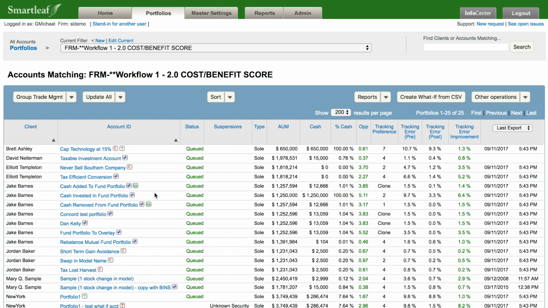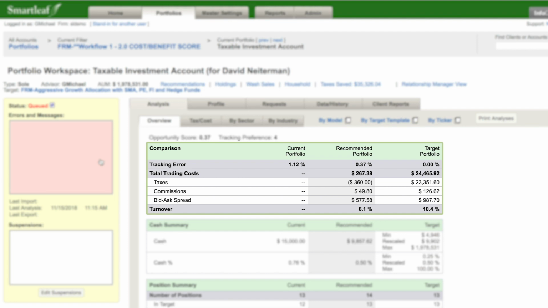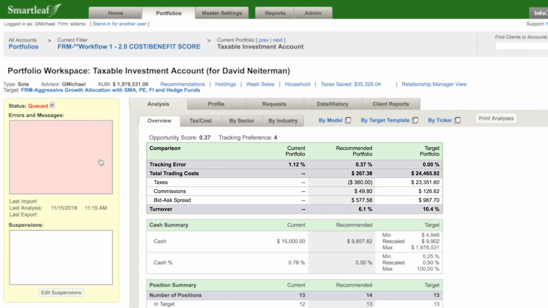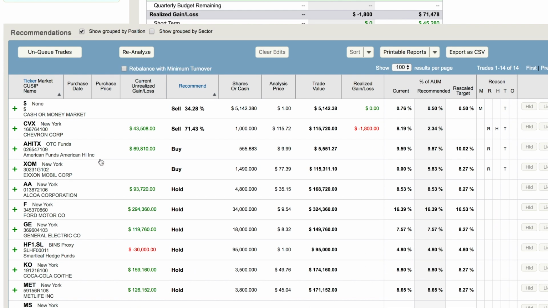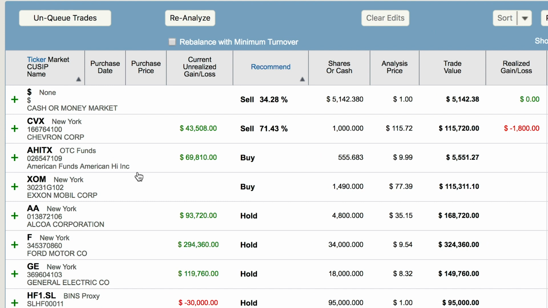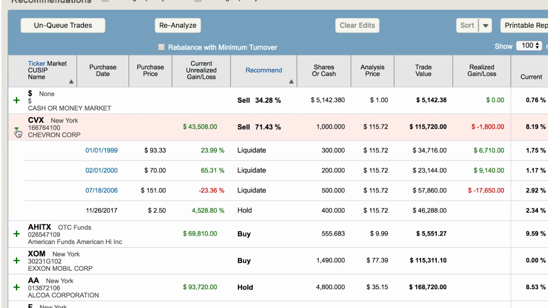Let's take a look at the portfolio of David Niederman. If I click on his account, we see a summary table, which is explaining some of the things going on. We'll get back to this table in a moment. If we scroll down, we can see the individual trades for David's account. You can see there's some Chevron Texaco that's being sold. If I click on the little plus sign, you can see there's 4 lots of Chevron Texaco, and the system's recommending selling 3 of them.